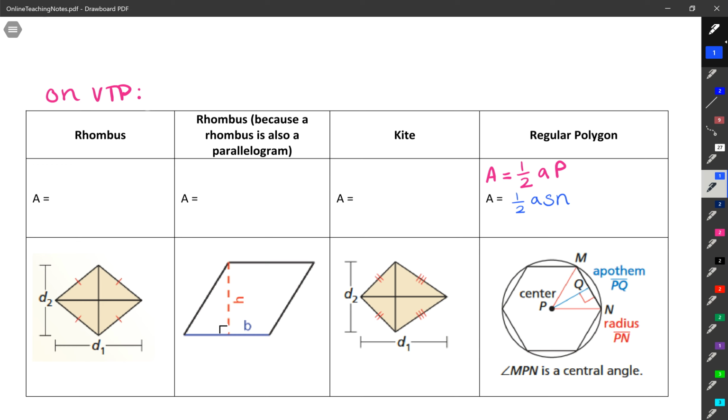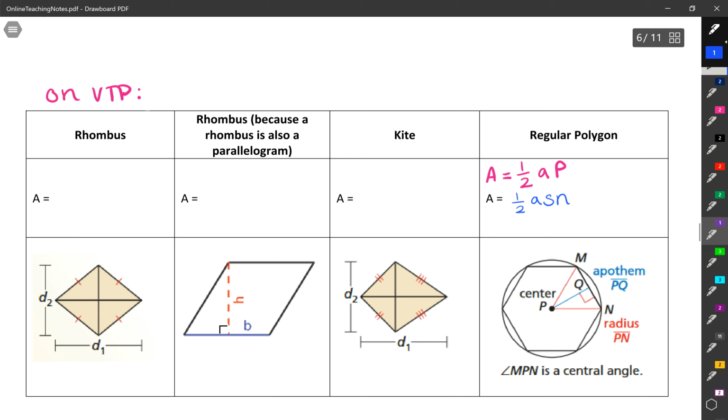And if we think about how that works, we can look here at our diagram. And if I were to find the area of one of these triangles, so just this yellow triangle right here, then each of the triangles that I would make with my central angles, each of these blue triangles would be congruent to the one that I have in yellow.